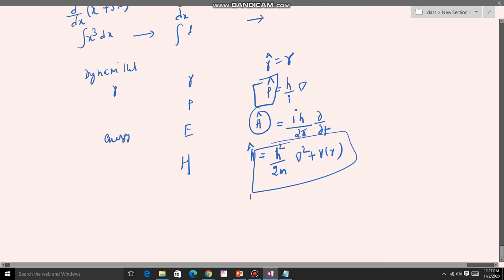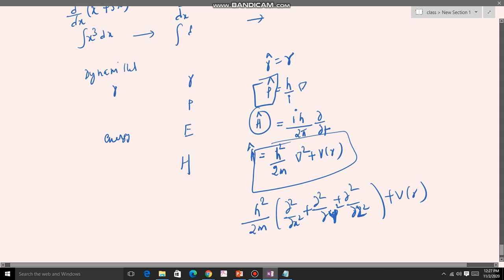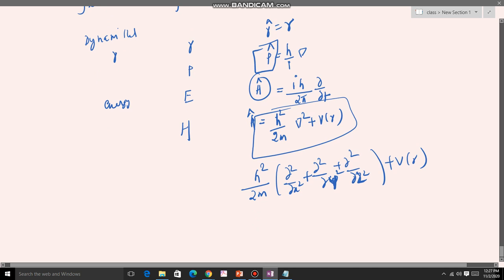So to simplify this, it is h square by 2m times dou square by dou x square plus dou square by dou y square plus dou square by dou z square, plus V(r). So suppose they say, operate the Hamiltonian on a wave function, then that means H psi is equal to, just write it here: this is the Hamiltonian and your wave function is this.